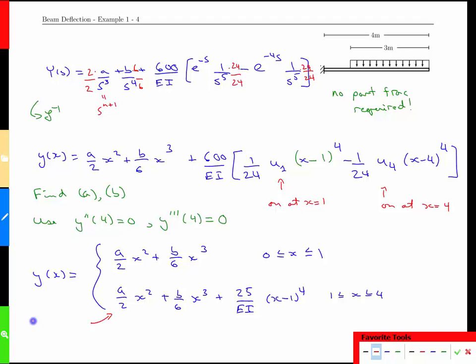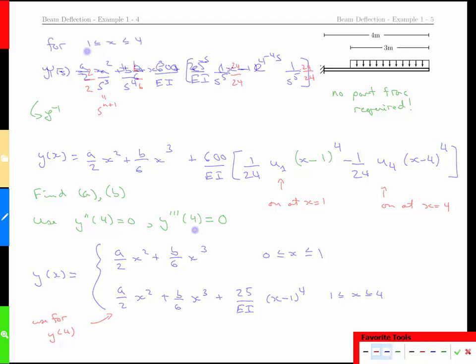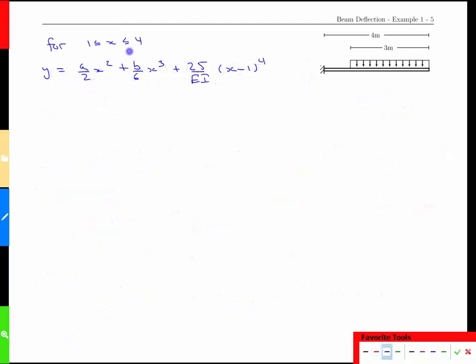Now, we can use this last function here to evaluate y at 4, and in particular, the second and third derivatives, so we can solve for a and b. So on this interval, x equals 1 to 4, so this part of the beam, we have the shape of the beam defined by this formula, and what we need are y double prime and y triple prime, so we're just going to take derivatives to get to that.